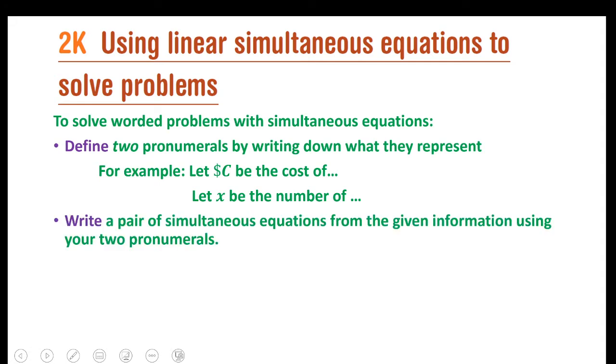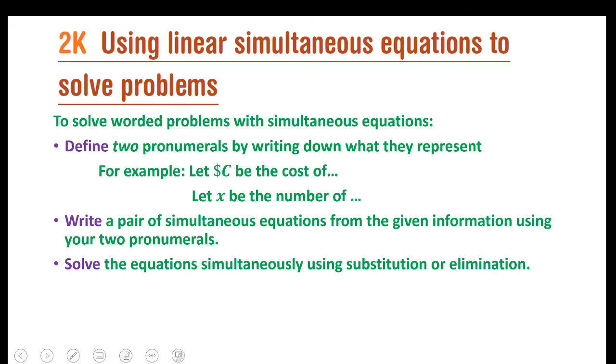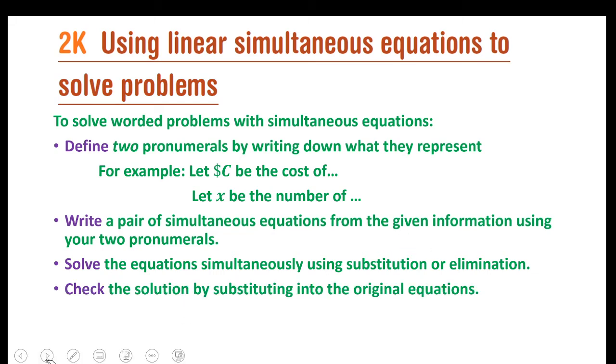Okay, so write a pair of simultaneous equations from the given information using your two pronumerals. Pretty straightforward. Solve the equations simultaneously using substitution or elimination. So you'll actually have to decide which one to use. Remember, substitution is if you have y is equal to something, and elimination is if you don't actually have that. Check your solution by substituting into the original equations. Check whether or not the answer actually makes sense.